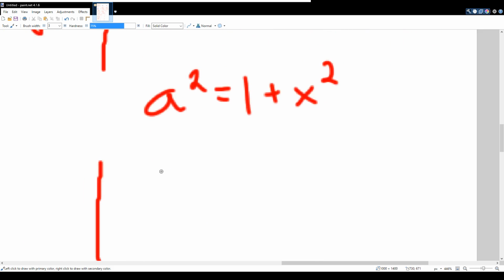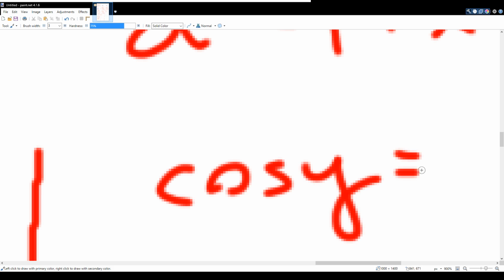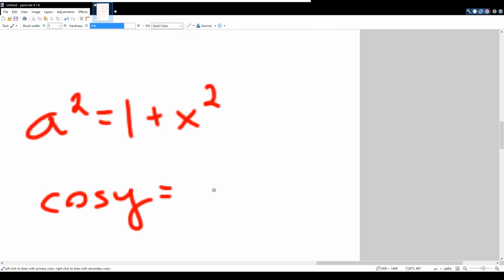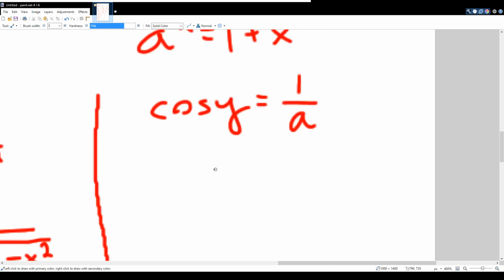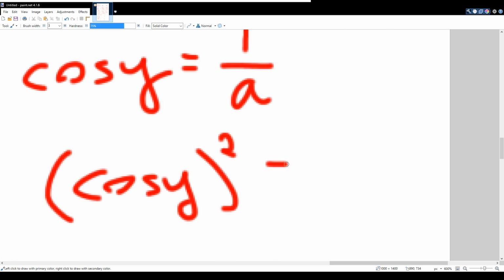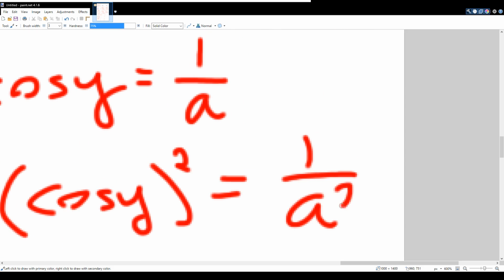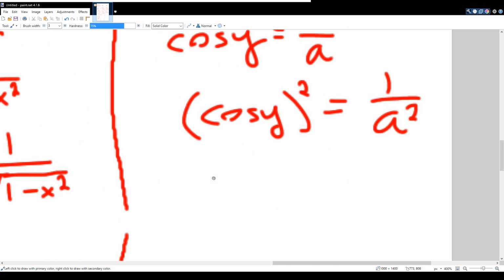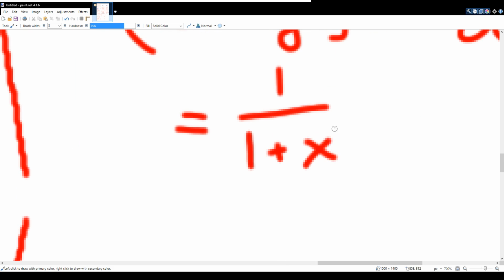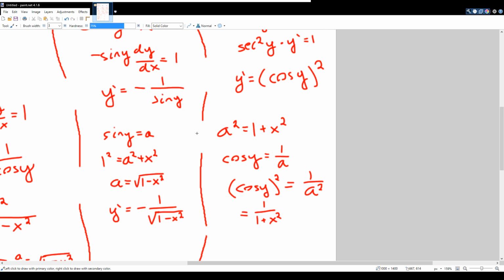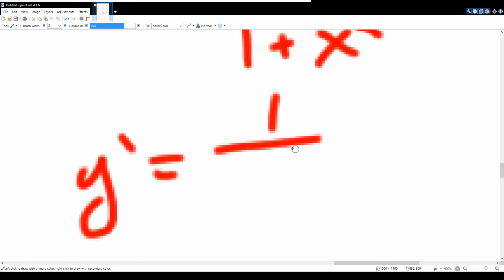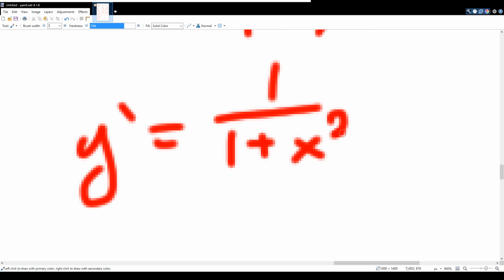But to move on to the next step, cosine of y is going to be the adjacent over the hypotenuse, which is going to be 1 over a. So cosine squared of y is 1 over a squared. And we came up with that up here, which is 1 over 1 plus x squared. And we've done it. Since y prime is equal to cosine y squared, we've shown that y prime is 1 over 1 plus x squared.